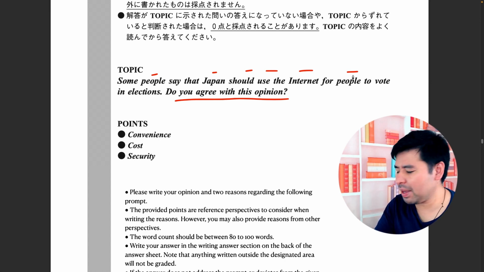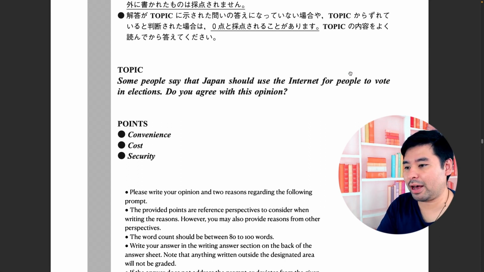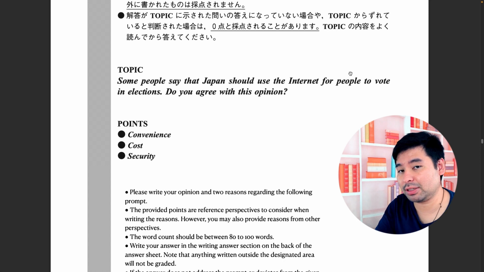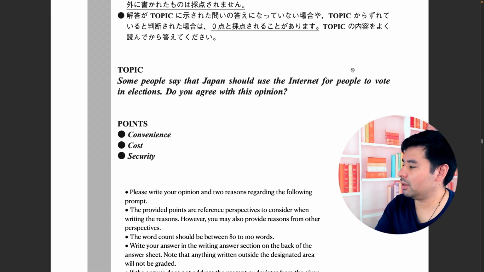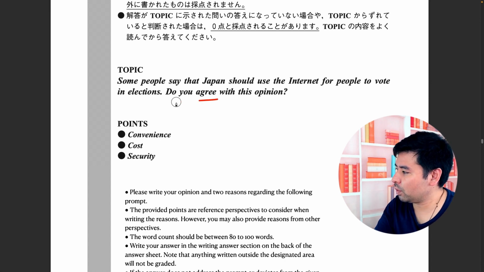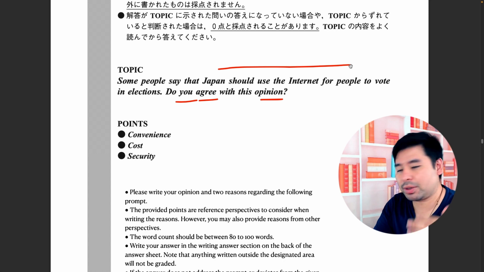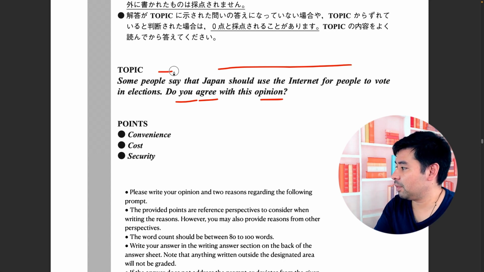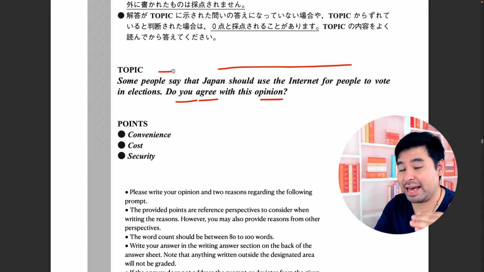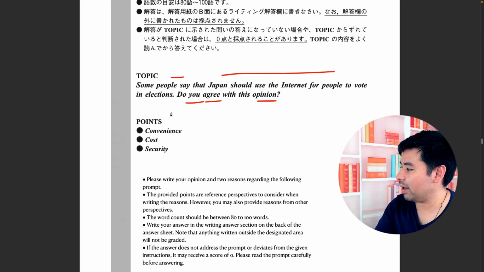So maybe we could look for keywords. Teacher, what are keywords? Words that help us to answer this exercise in a good way. So it could be "agree", because this is the point, and "opinion". What is the opinion? That some people should use the internet for vote, because this is only an opinion. Some people say it's not a rule, it's not yet officially applied. So just be careful with that. Okay, so this is the writing.